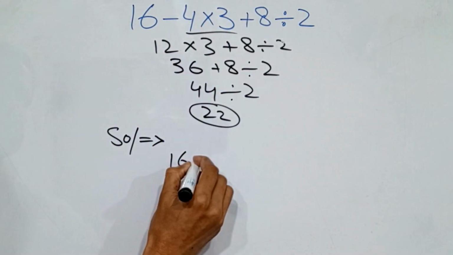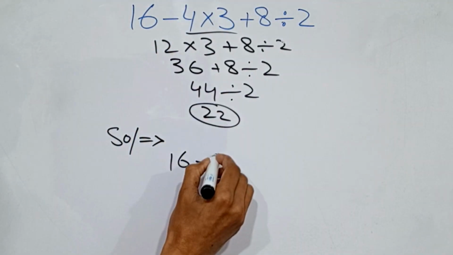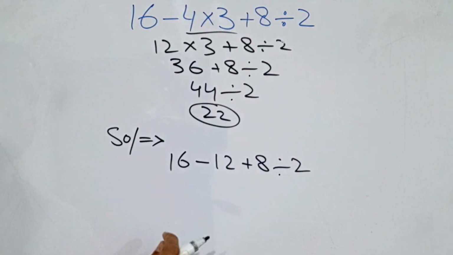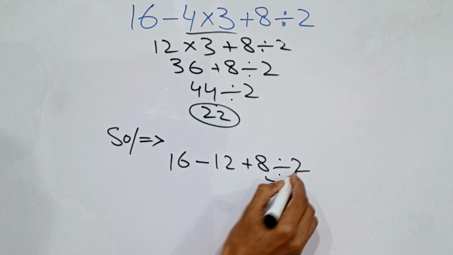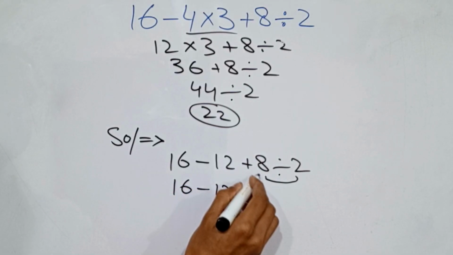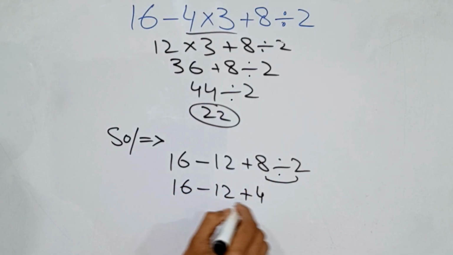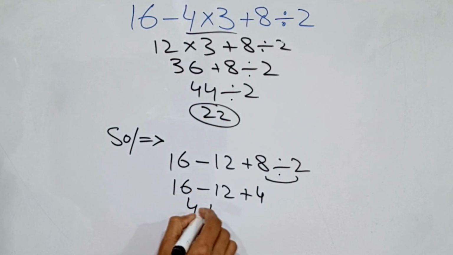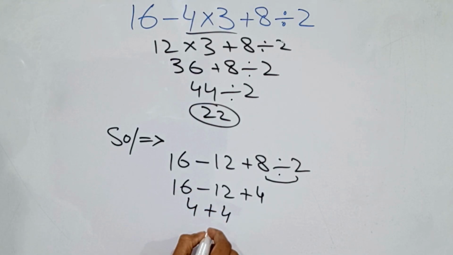So 16 minus 4 times 3 equals 12, plus 8 divided by 2. Now divide first. 16 minus 12 plus 8 divided by 2 equals 4. Now 16 minus 12 equals 4, plus 4, and 4 plus 4 equals 8.